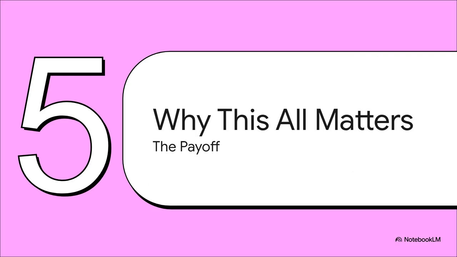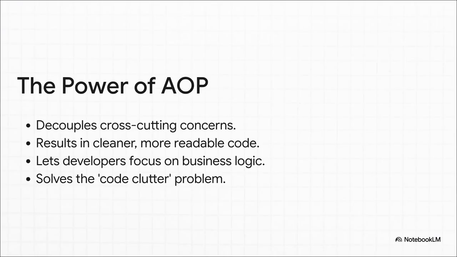We've gone through the mechanics, but let's talk about the real payoff. Why is it so valuable for you as a developer to master this distinction? The payoff is immense. By using aspects and advice with these precise point cuts, you can surgically extract those cross-cutting concerns right out of your business logic. And the result? Your code becomes clean, focused, and way easier to read and maintain. It directly solves that code clutter problem we talked about at the very beginning.